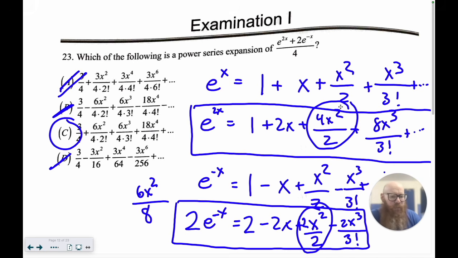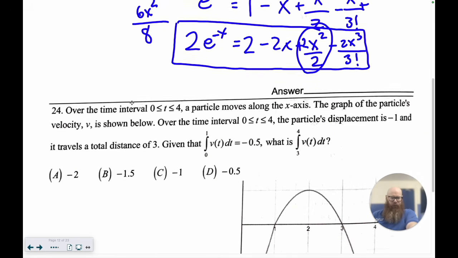So the idea is create this from e to the x, create this from e to the x, add them together and divide by 4, do it term by term, and then figure out which one matches that, and just kind of eliminate answers. All right, time to regroup.